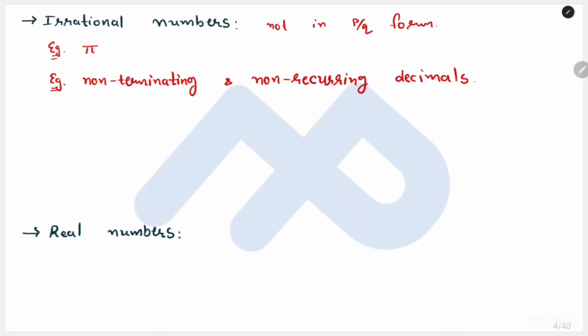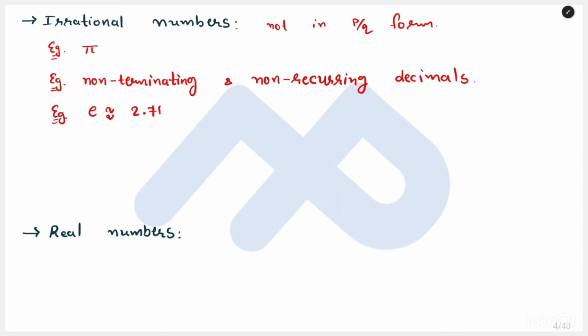There is another number, which is Euler's number, whose approximate value is again 2.71. But this 2.71, of course, is rational because it's terminating. But Euler's number itself is irrational. Its decimal expansion is non-terminating and non-recurring.